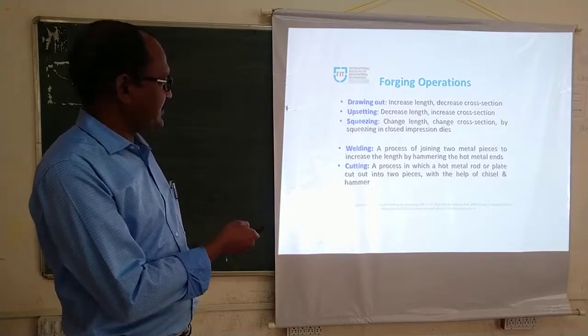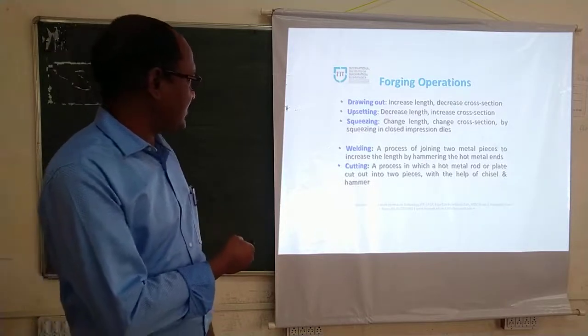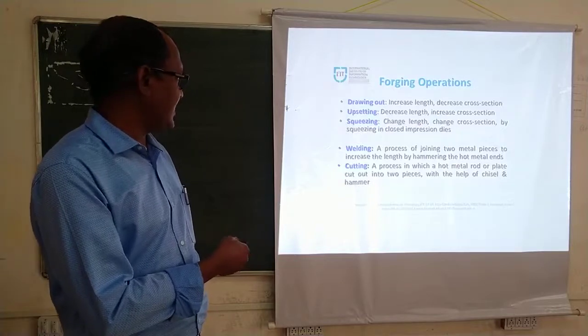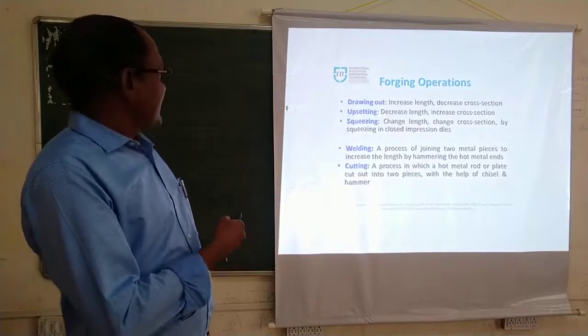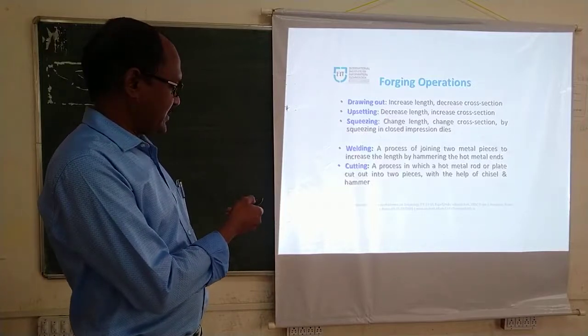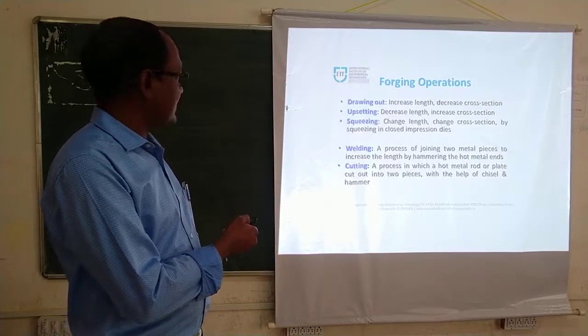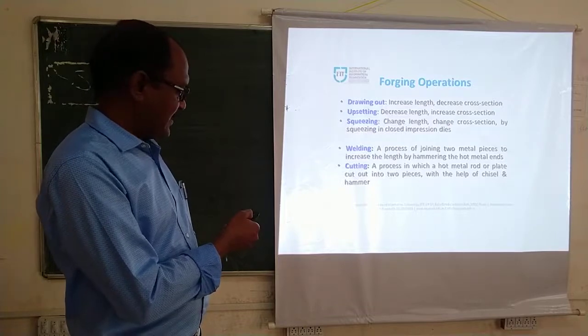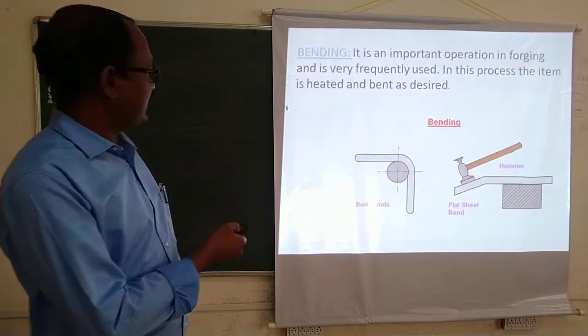Cutting, process in which hot metal rod or plate is cut into two pieces with the help of chisel and hammer. So this is squeezing, change length, change cross section by squeezing in closed die forging. So this is bending.